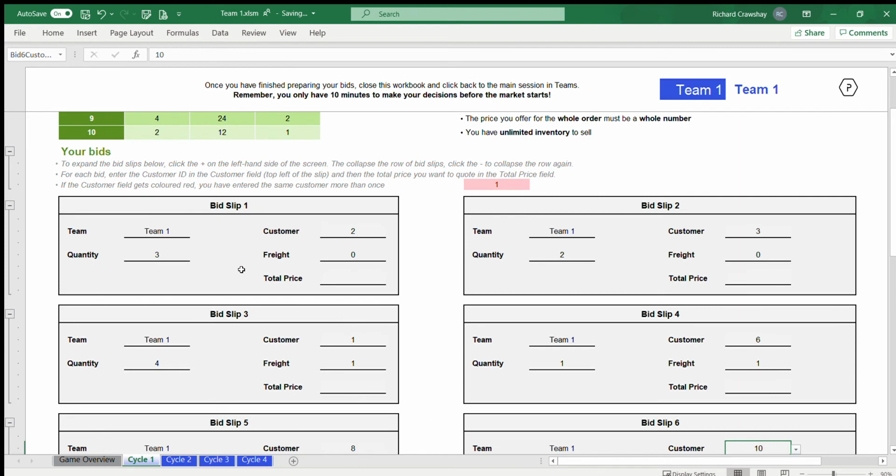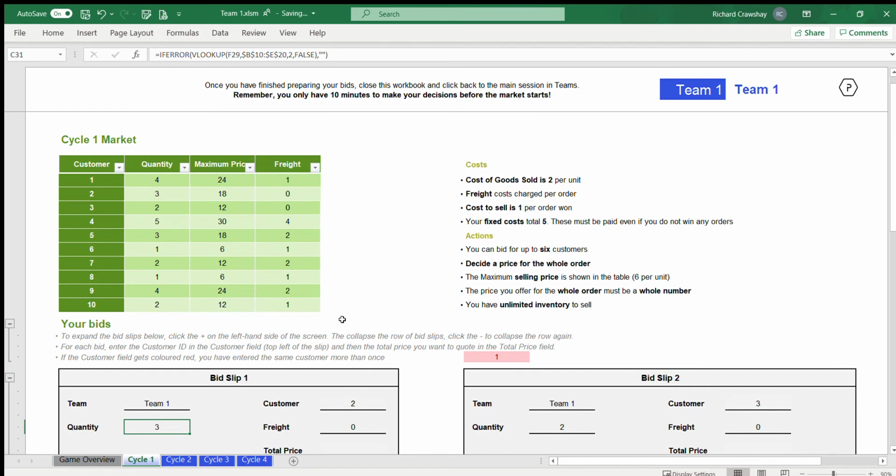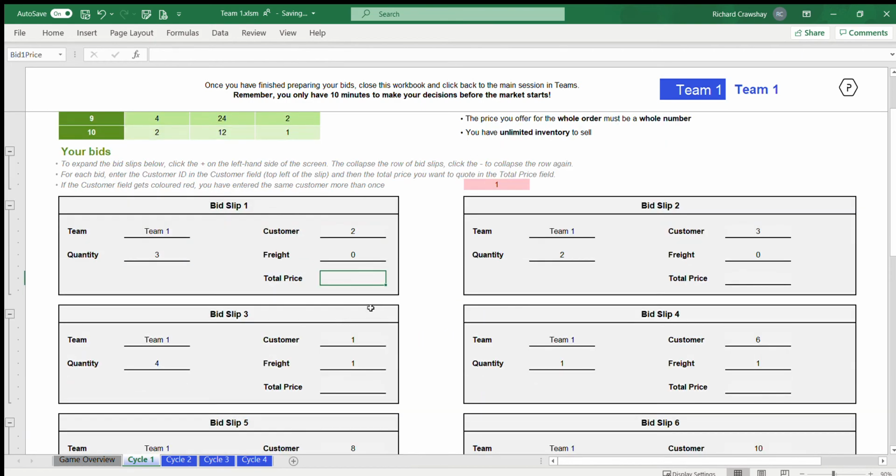Now I'm going to work out my price. Now I know that this team, customer 2, has a quantity of 3, which means the maximum price I can charge is 18. Now, the cost of goods will be 3 times 2, which is 6. I've got to add that 1 in if I win, which is 7. And then I've got to add my 5 fixed costs. So 7 plus 5 is 12. So I've got to bid somewhere between 12 and the maximum price of 18. Well, I'm just going to bid 12. That's going to be my bid for that customer.